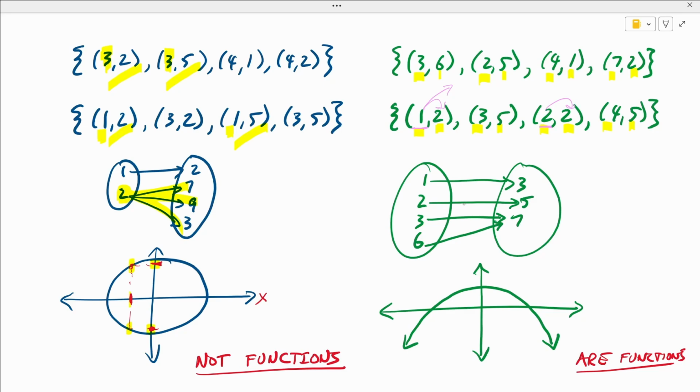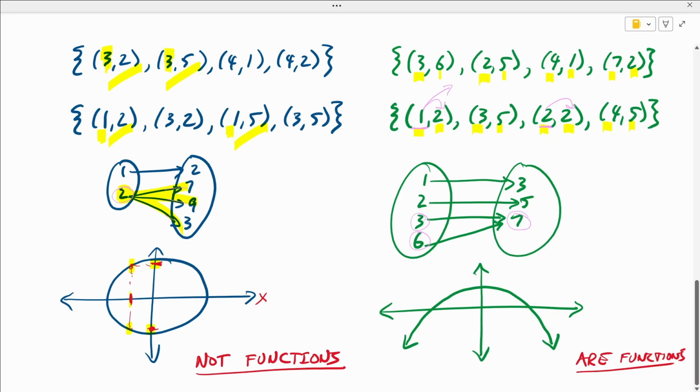1 maps to 3, 2 maps to 5, 3 maps to 7, and 6 also maps to 7. That's fine. It's okay for two different elements of the domain to map to the same element of the range. No problem there. The problem comes when one element of the domain maps to more than one element of the range.